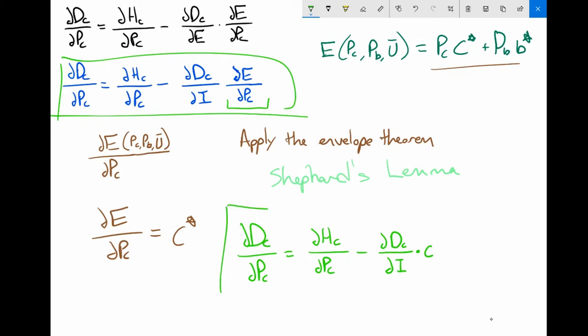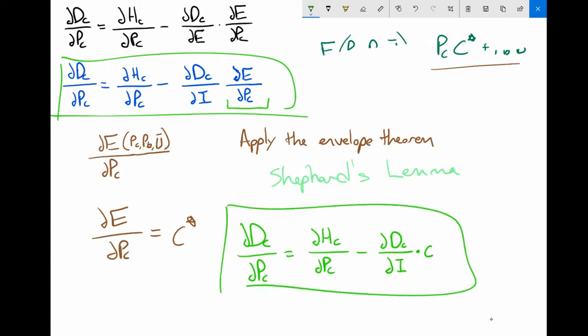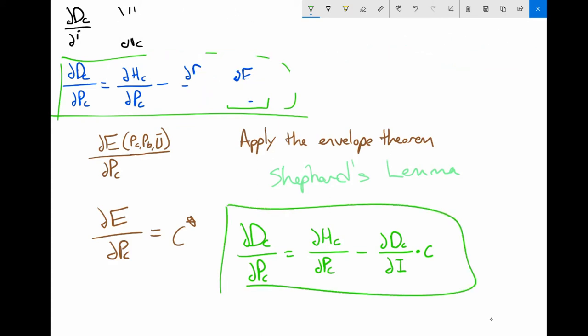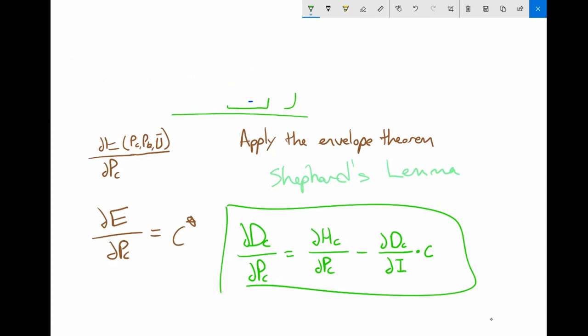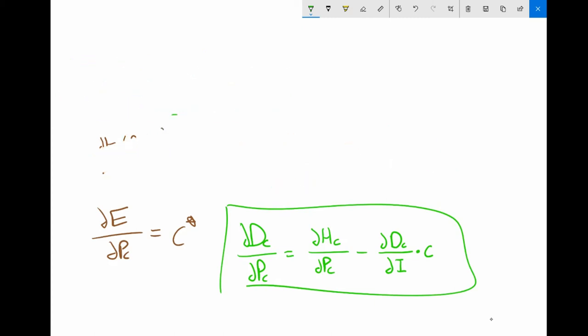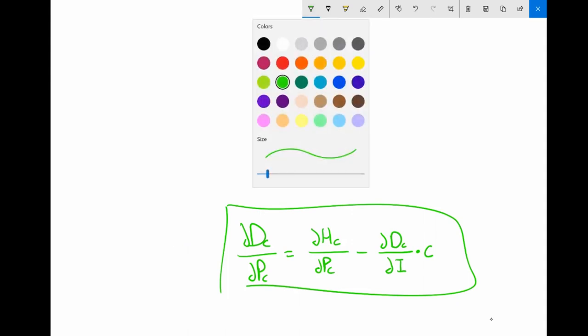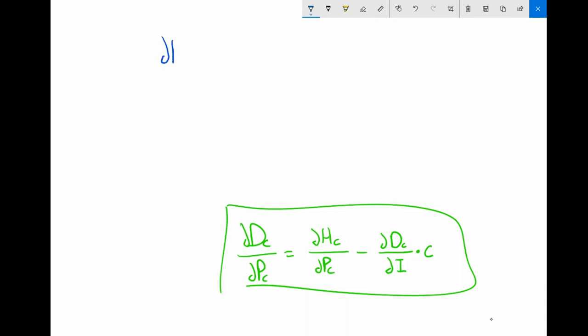This equation here, I'm going to erase everything else and write this up at the top, real big. This function here, this equation here, let's see, what color should we use? I like my different colors. Okay, this function here is called Slutsky's equation.